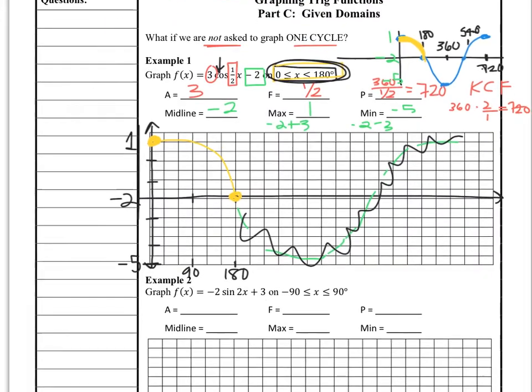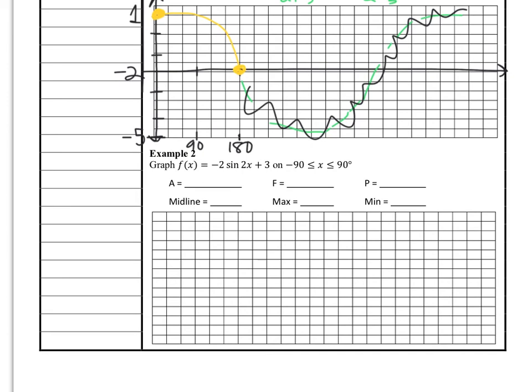Okay, let's take a look at the next example. Go ahead and start your starter graph with a normal, typical negative sine curve.